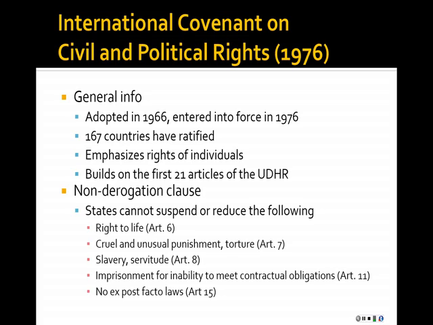The right to life in Article 6. Article 7's listing and explanation of cruel and unusual punishment, including torture. Article 8 dealing with slavery and servitude. Article 11 says no one shall be imprisoned merely on the ground of inability to fulfill a contractual obligation. Think of that as debtor's prison. We used to have that in the states.